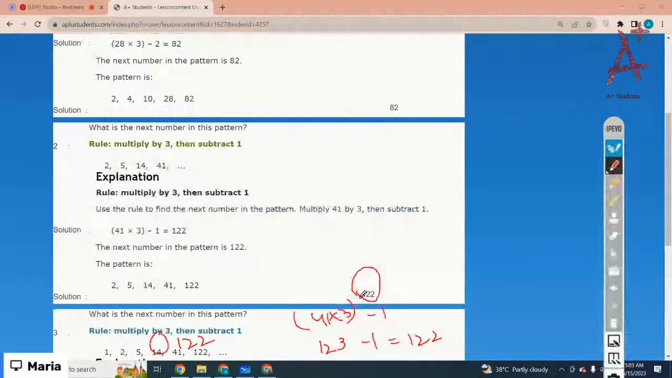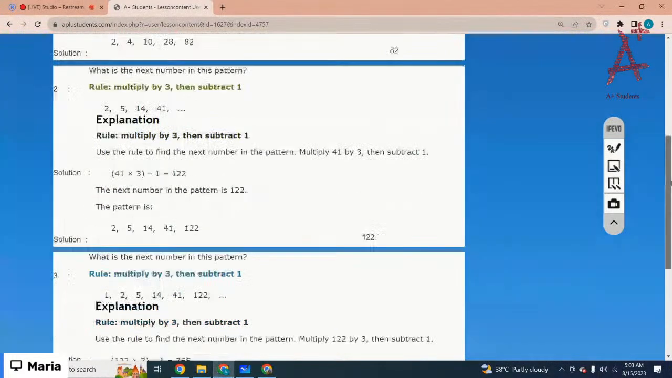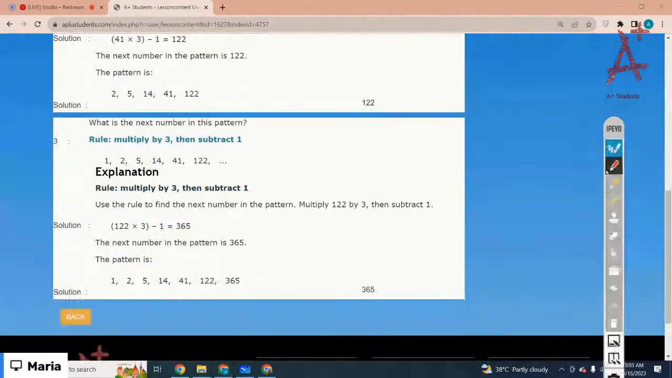Okay. What is the next number in the pattern? The pattern is multiply by 3 and then subtract 1. So you have to multiply the previous number by 3 and then subtract 1. So let's just do 122 times 3 minus 1. That would be 365.